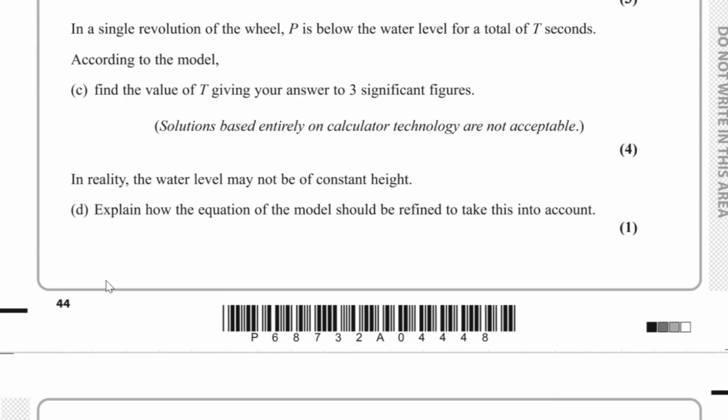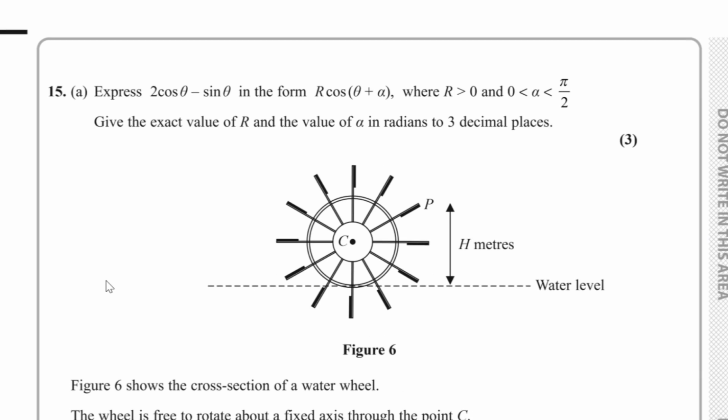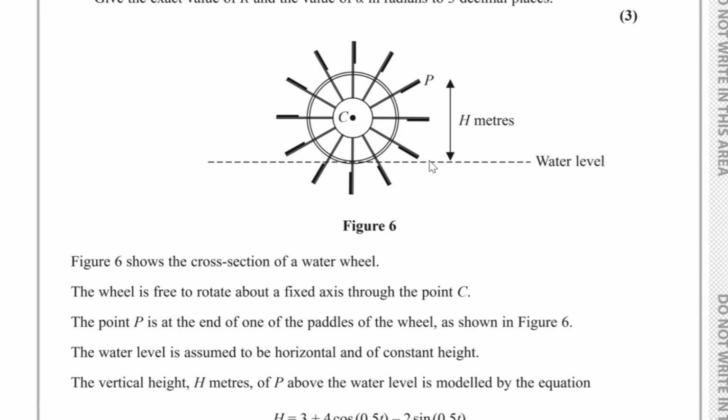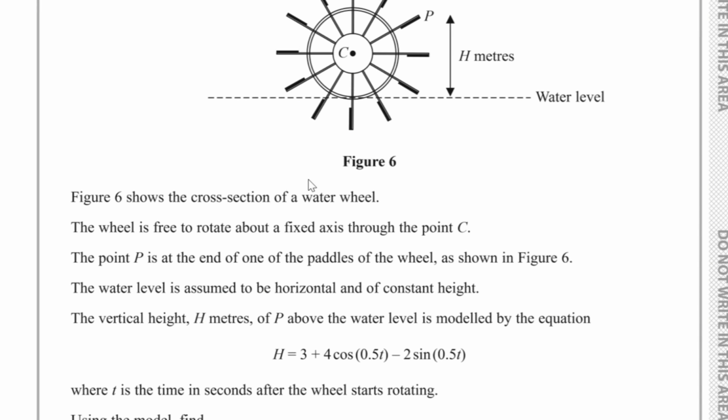Now for part B, figure 6 shows the cross-section of a water wheel. The wheel is free to rotate about a fixed axis through the point C. The point P is at the end of one of the paddles of the wheel, as shown in figure 6. The water level is assumed to be horizontal and of constant height.